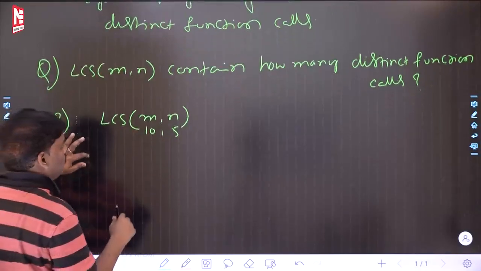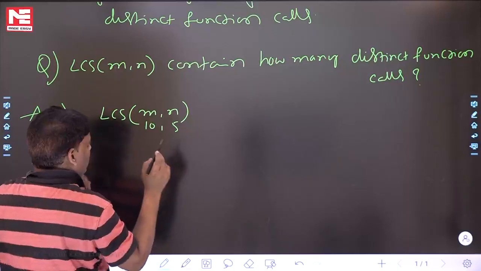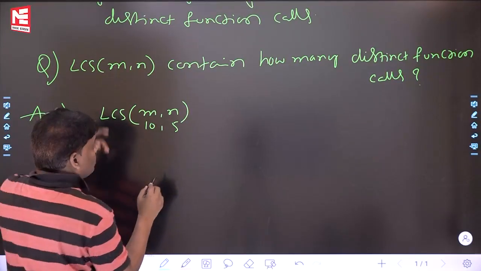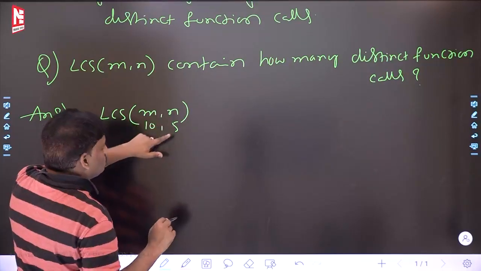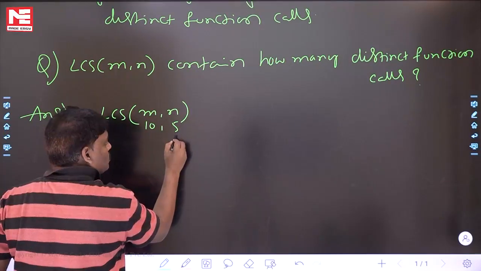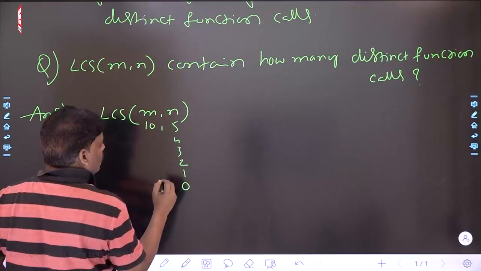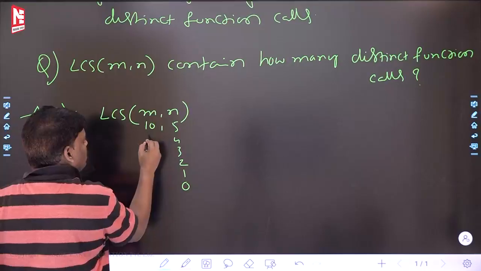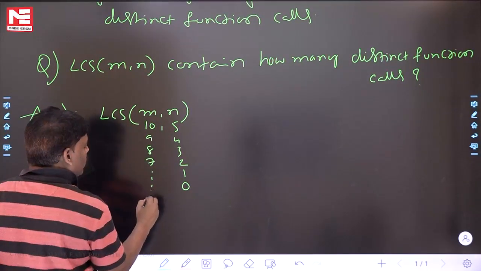Now if you observe clearly, LCS of m comma n contains how many distinct function calls? M value is 10, n value is 5. If you observe the algorithm, m is going -1, n is going -1. See this one: 4, 3, 2, 1, 0. Next one, this also goes -1. It will become 9, 8, 7, and so on, down to 1, 0.